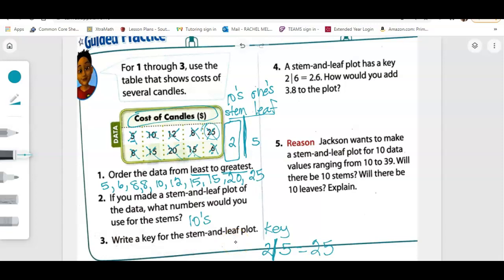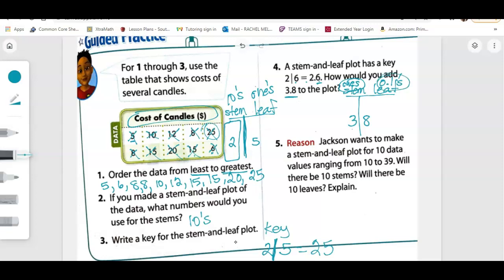All right, so number 4 says a stem and leaf plot has a key 2, 6 equals 2 6/10. How would you add 3 8/10 to the plot? Okay, so that means that if I have my stem and leaves like this, they're saying that the stems in this one is the ones place, and the leaves are actually the tenths place. Okay, so if I want to write 3 8/10, I write the 3 in the ones place and an 8 in the tenths place.